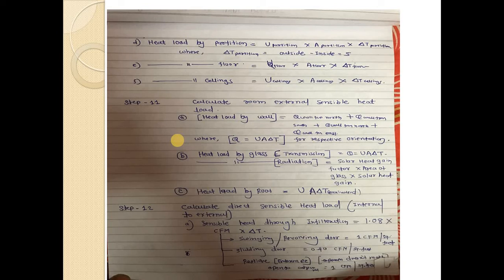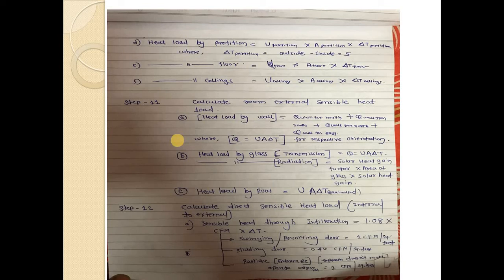Similarly, heat load by floor and ceiling you have to calculate. The formula is the same: U for the floor into area of the floor into temperature difference. Similarly for the ceiling, the sensible heat load is calculated by U ceiling, that is the overall heat transfer coefficient of the ceiling, into area of the ceiling and temperature difference of the ceiling. And the next important 11th step is to calculate the room external sensible heat load.